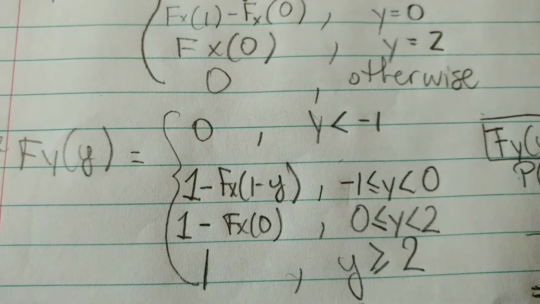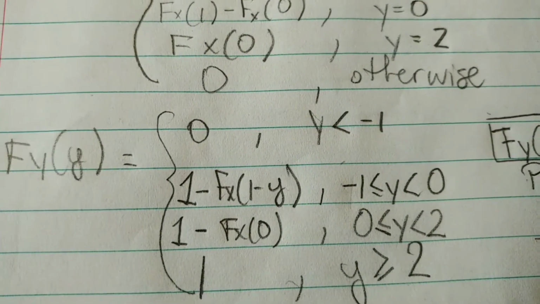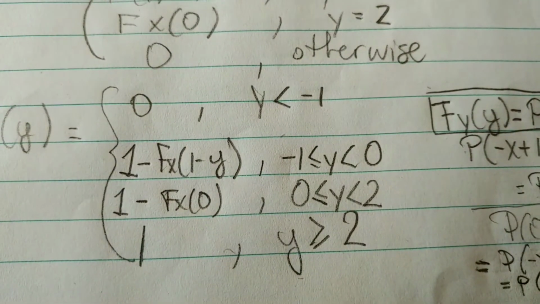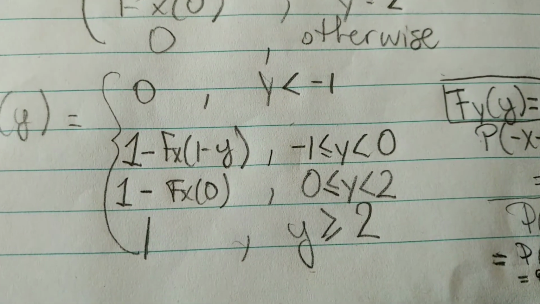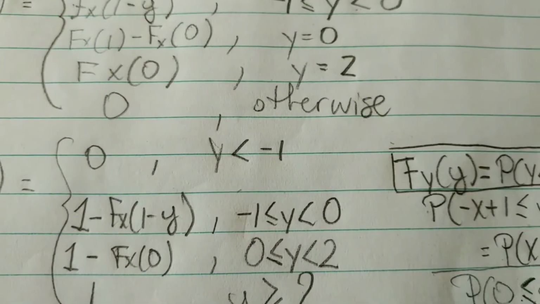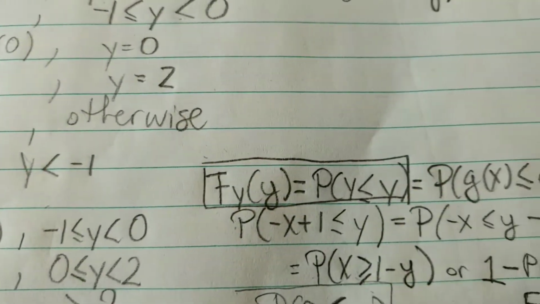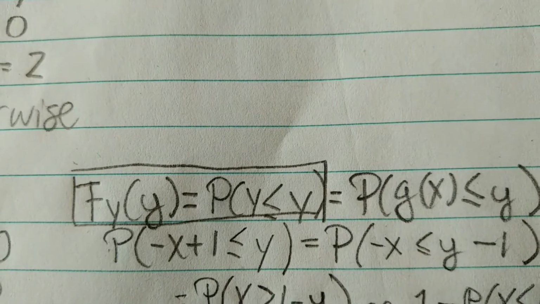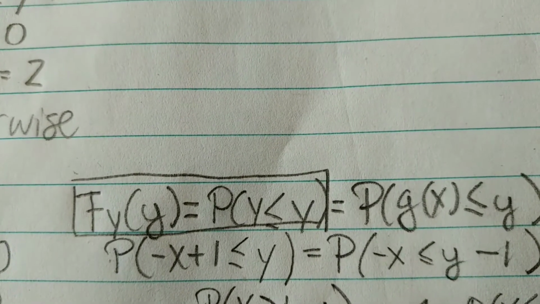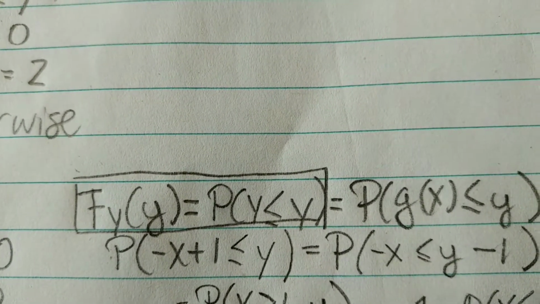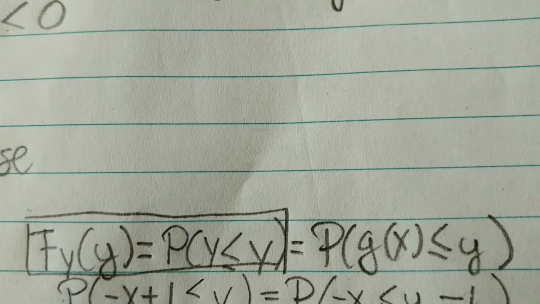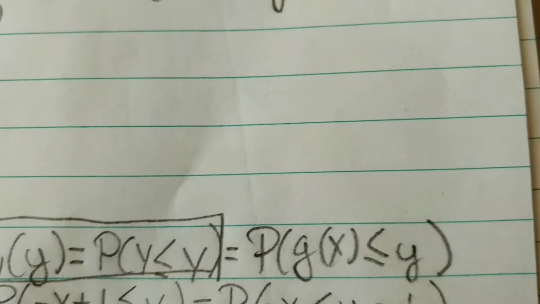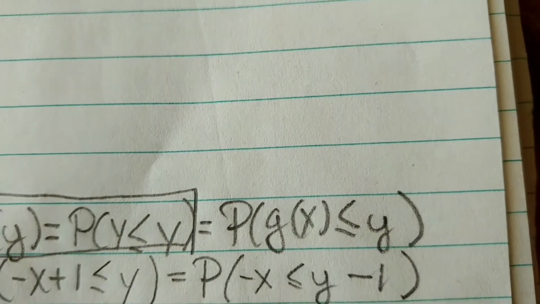We're going to draw this out afterwards, but when y is less than negative 1, the function is equal to 0. When y ranges from negative 1 to 0, the function is equal to 1 minus Fx of 1 minus y. And so the way to get these next two, we use this formula: the cumulative distribution function of y is equal to the probability of the function being less than y, which is the same as the probability of g of x being less than y.